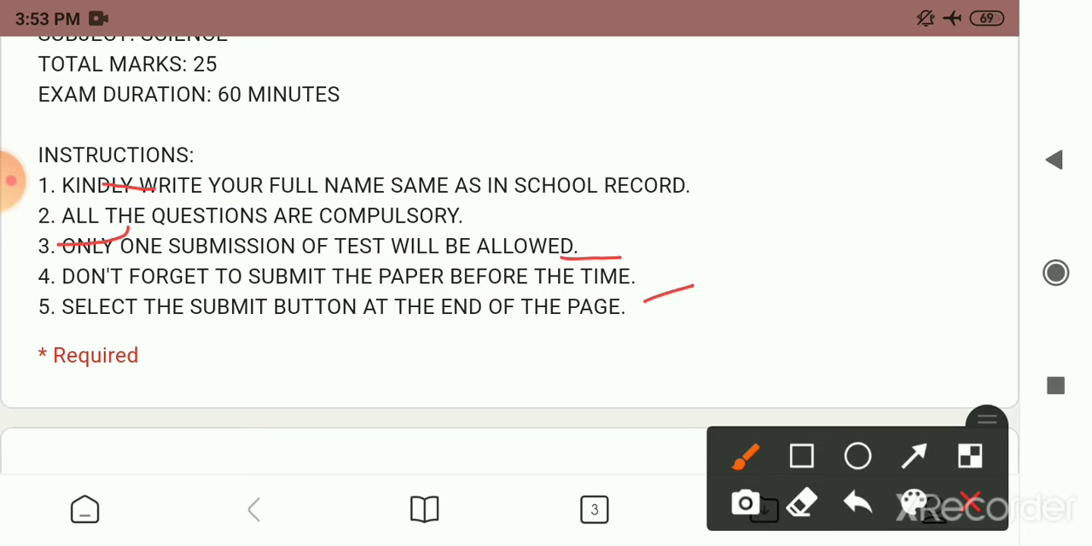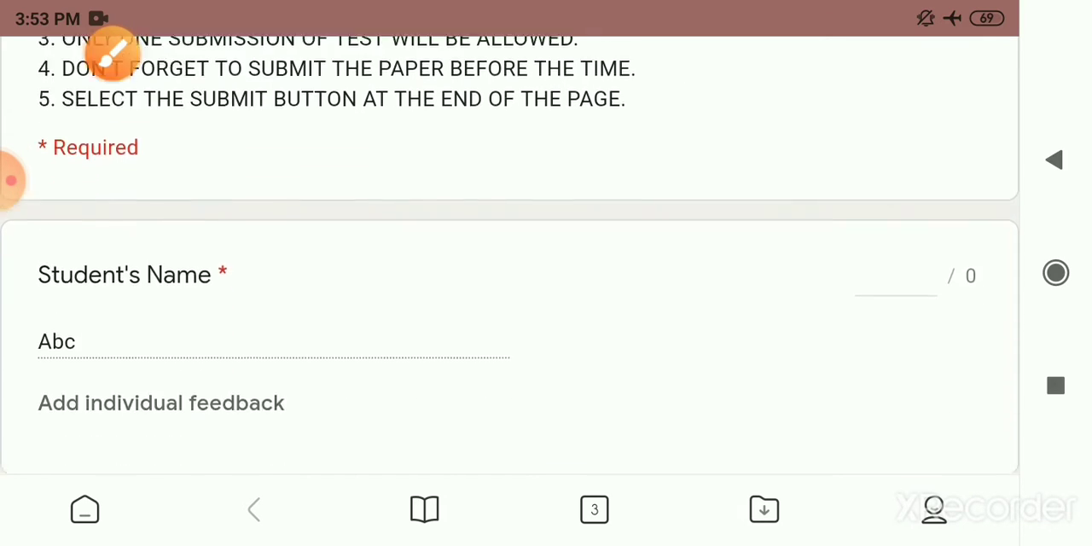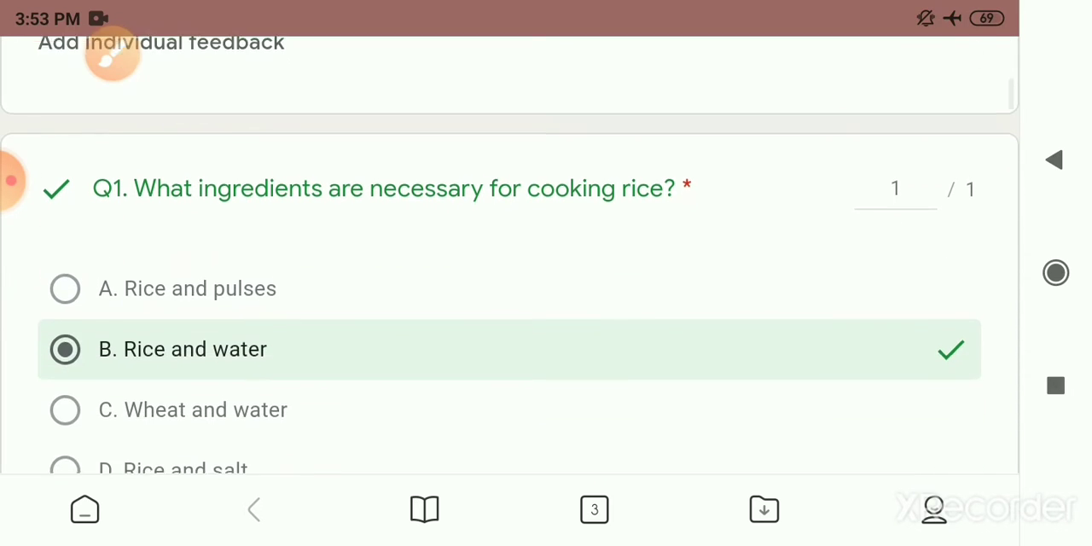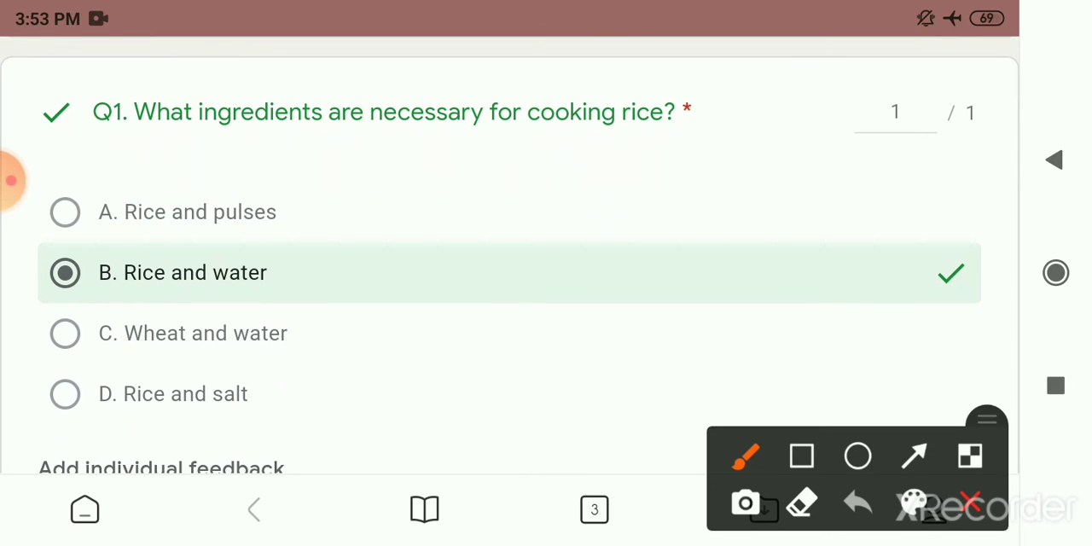The next is don't forget to submit the paper before the time. Before the time limit which is given to you, you have to submit the paper. Next, the last one, select the submit button at the end of the paper or page. So let me start. Here in the student's name you have to write your full name. The first question is given to you. Here in the question paper, a total of 25 questions are there and each question carries 1 mark.